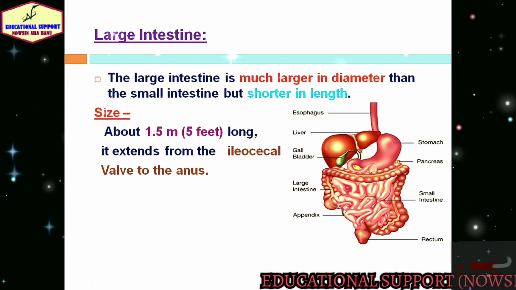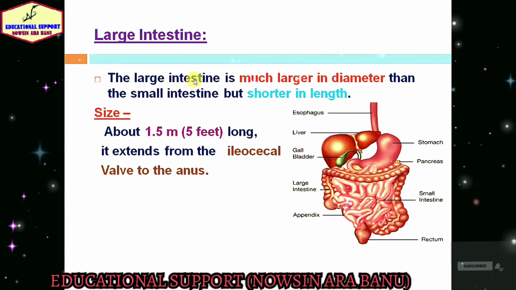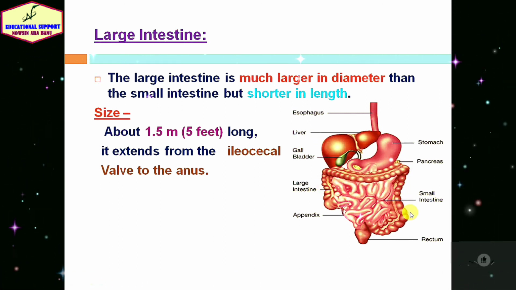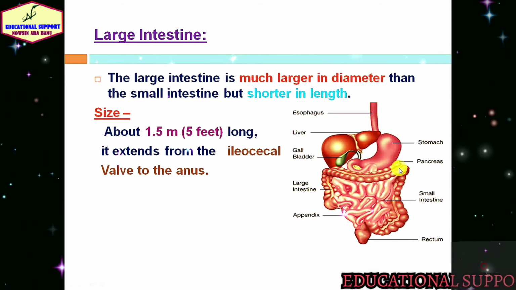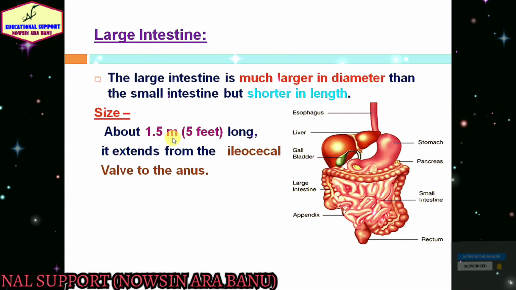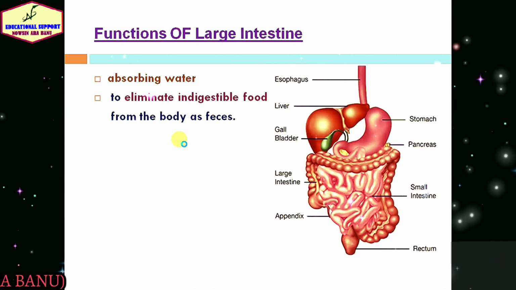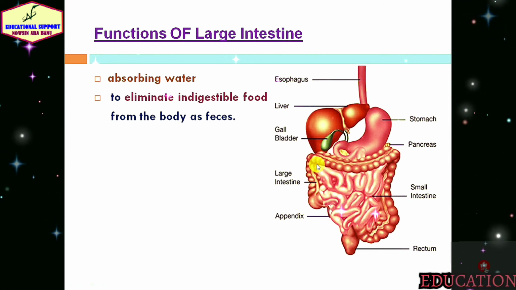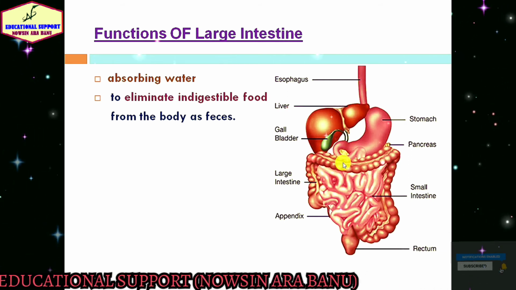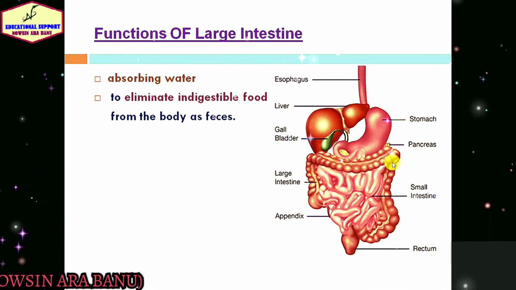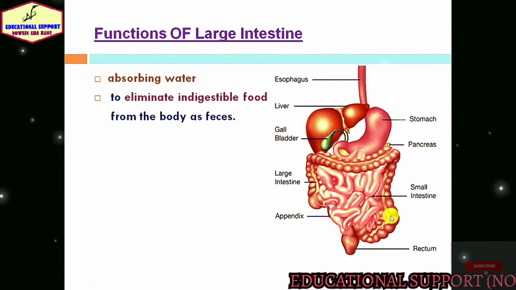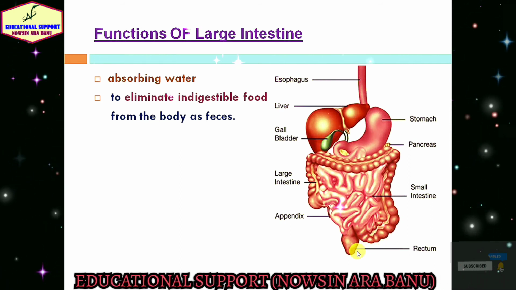Next, I am going to discuss the large intestine. The large intestine is much larger in diameter than the small intestine, but shorter in length, and it is about 1.5 meters long. So what is the function of the large intestine? Its major functions are to dry out indigestible food residues by absorbing water and to eliminate these residues from the body as feces.